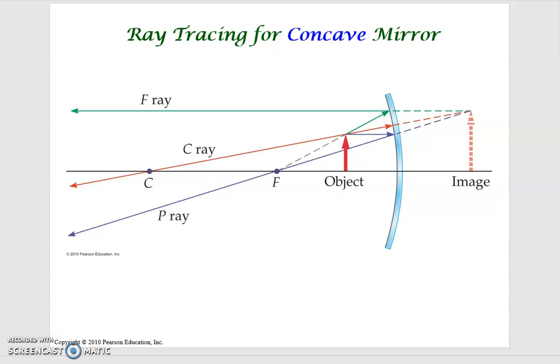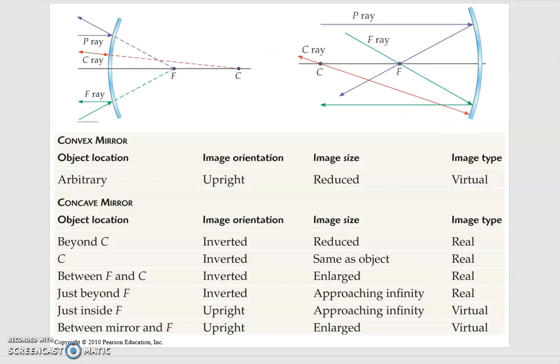So now people will start to confuse themselves. I introduced you to 3 different kinds of scenarios for convex, and now 3 different cases for the concave. And I showed you that depending on where the object is put, the image formed will be different. So here I will give you a summary about what we have discussed so far.